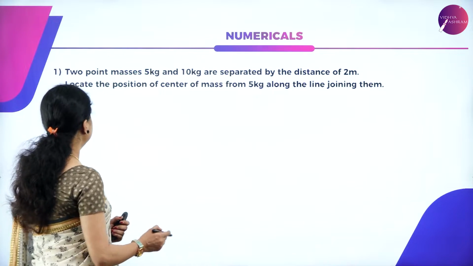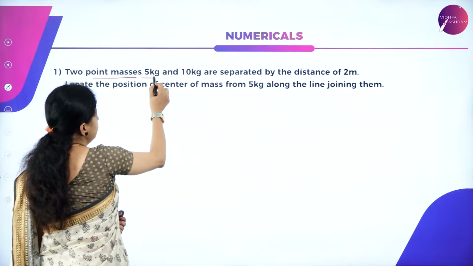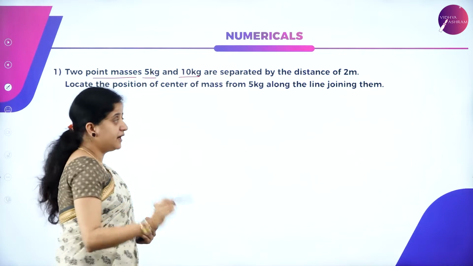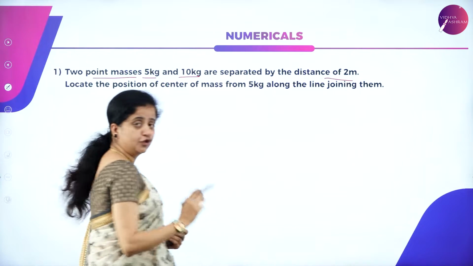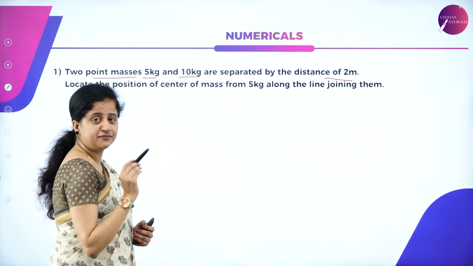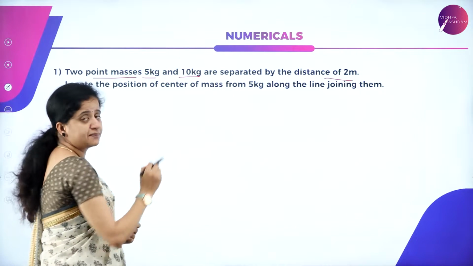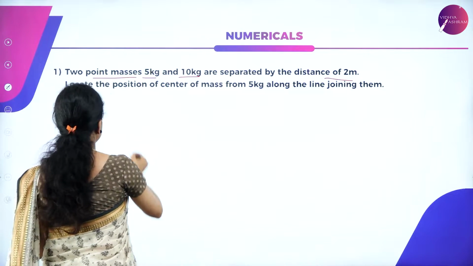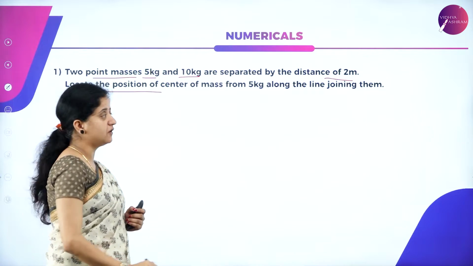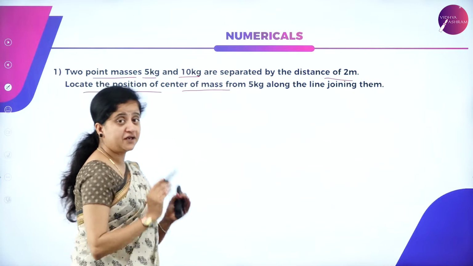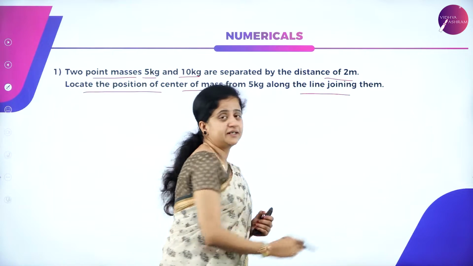The first numerical, 2 point masses 5 kg and 10 kg. They are separated at a distance of 2 meters. We have two masses 5 kg and 10 kg and they are separated by a distance of 2 meter. We have to locate the position of center of mass from 5 kg along the line joining them.